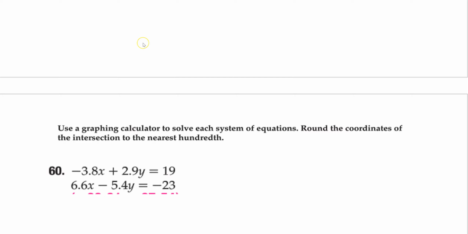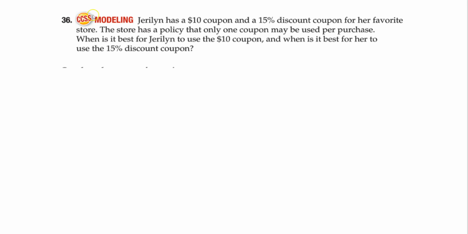Let's do one final one. I should put examples up, sorry. This is the next one, same type of idea. Geraldine has a $10 coupon and a 15% discount coupon for her favorite store. The store has a policy that only one coupon may be used per purchase. When is it best for Geraldine to use the $10 coupon, and when is it best for her to use the 15% coupon? I'm not saying that right, I know. So it's kind of the same idea.